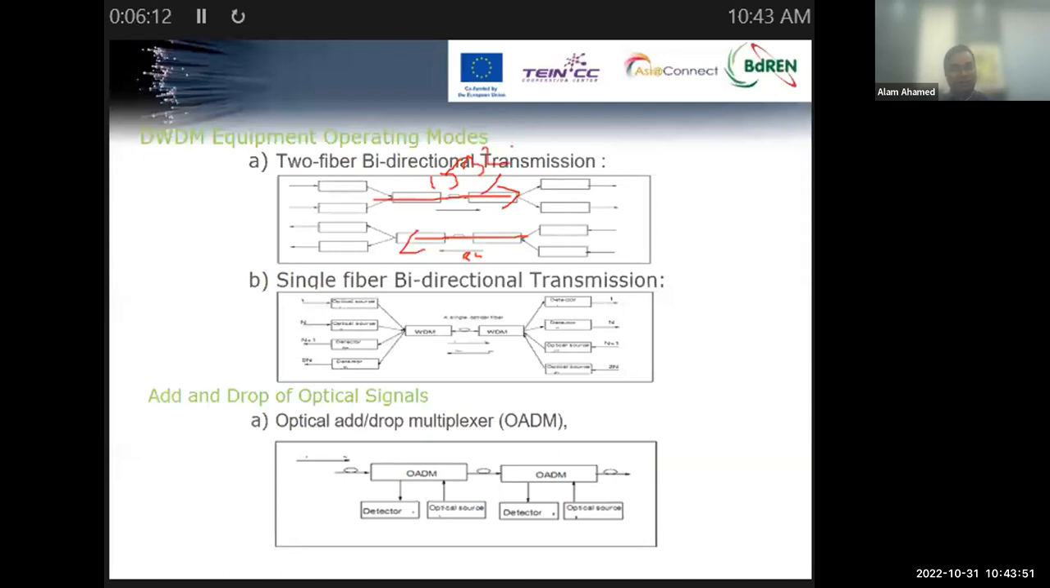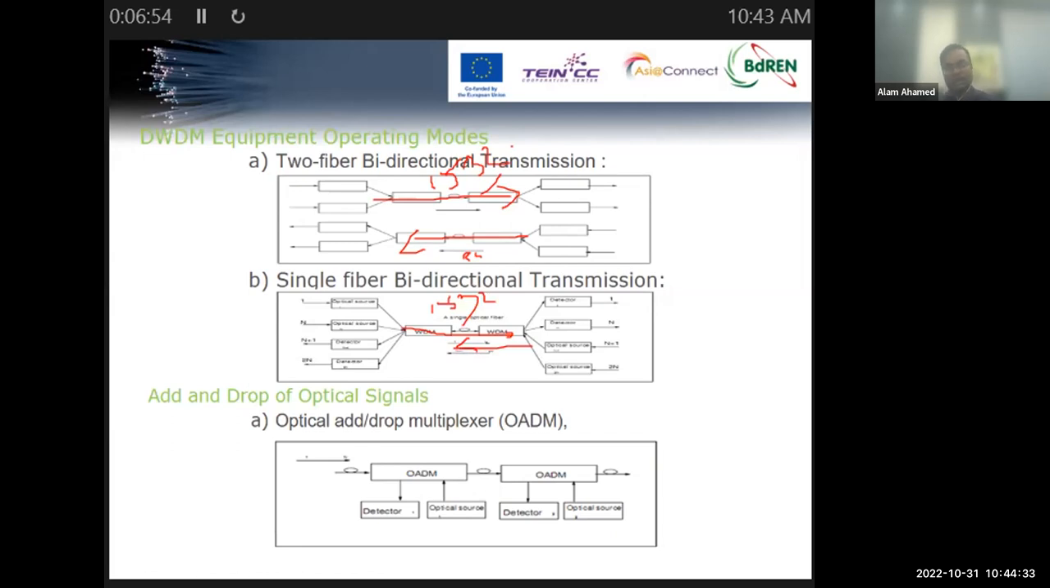Now we are going to discuss single fiber bidirectional transmission. In single fiber bidirectional transmission, a single fiber transmits optical signals in two directions simultaneously, and the signals in the two different directions should be assigned different wavelengths. That means this is only one fiber, one pair fiber. If you use 1532 in this way, you cannot use the same wavelength, and another wavelength is for the opposite direction.